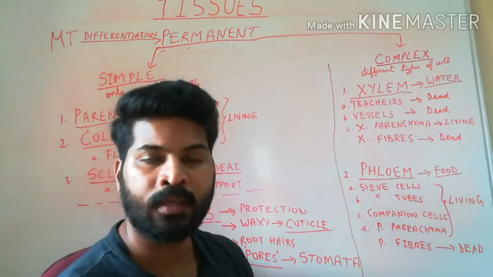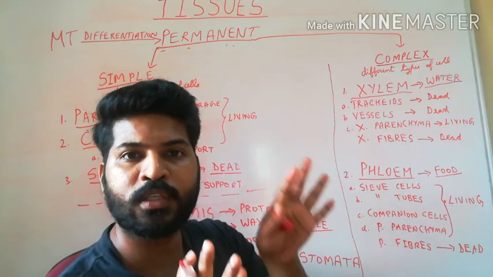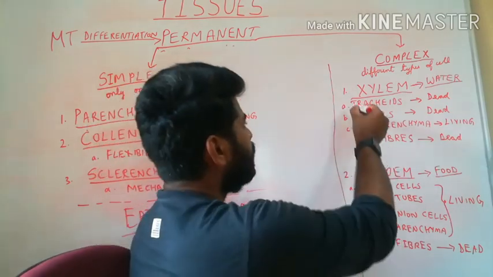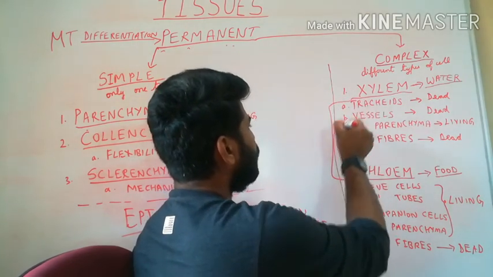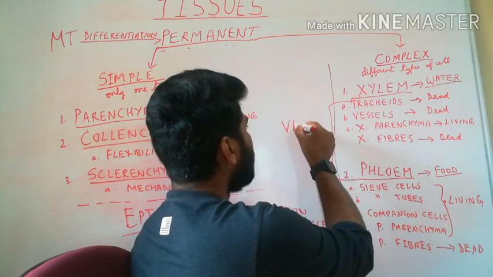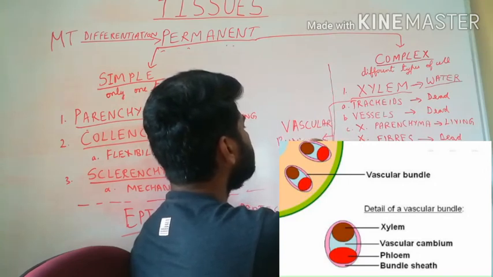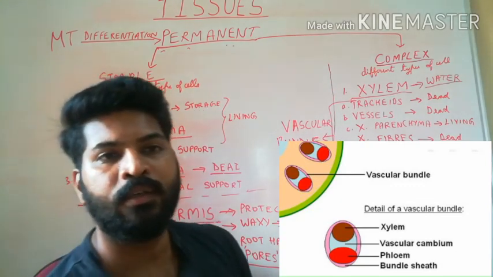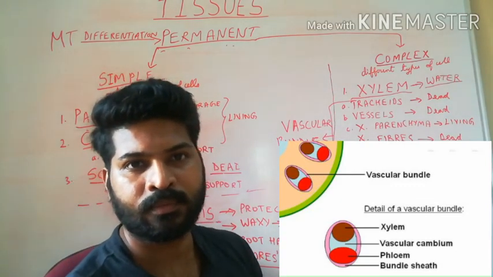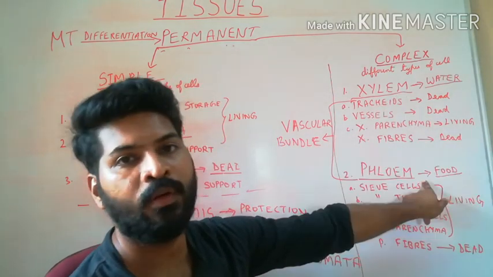As I told you earlier, the xylem and phloem are often present very close to each other, and together xylem and phloem, we call them vascular bundles. Vascular bundle because they are present together. Vascular means for transportation. That is, this is for transportation of water and this is for transportation of food.